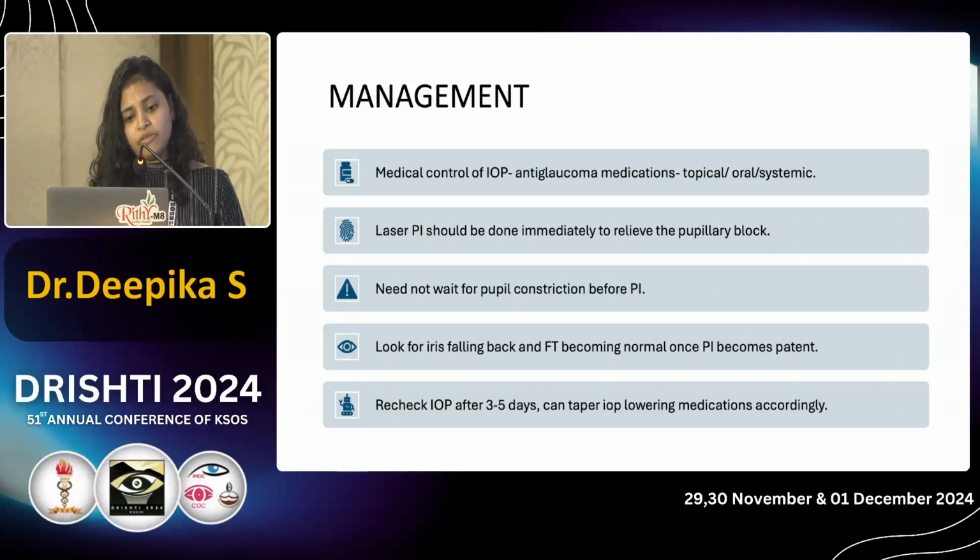In such cases you have to be careful, because the AC will be very shallow, the iris will be just touching the cornea, just behind the cornea, so you should be careful not to injure the cornea as well. And once you get a patent iridectomy, you can see beautifully the iris falls back, the finger tension becomes normal, and in some cases you can even see the cornea clearing immediately.